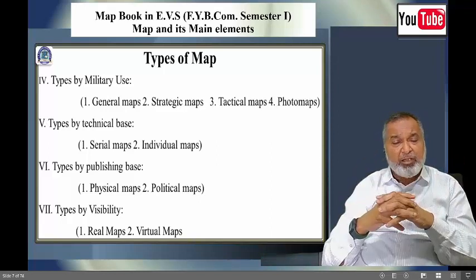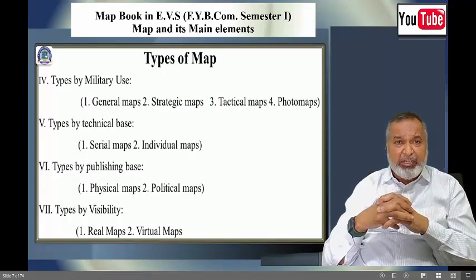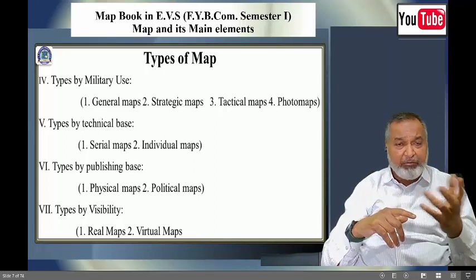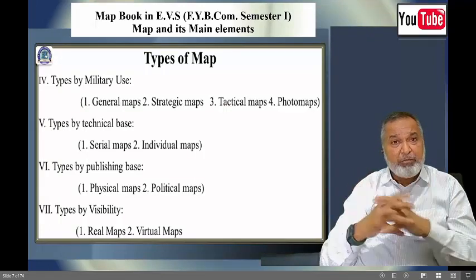So when you want to do any research in a particular area where this is a restricted map, then the permission has to go up to the high level. Sometimes we get the map and sometimes we could not get it, depending upon the importance of that particular area.